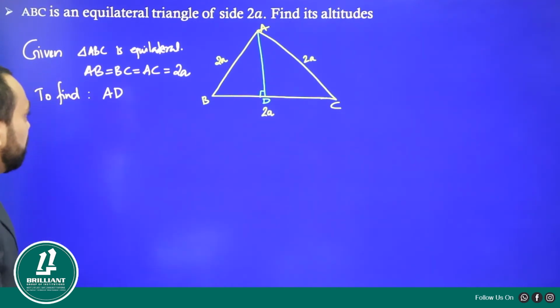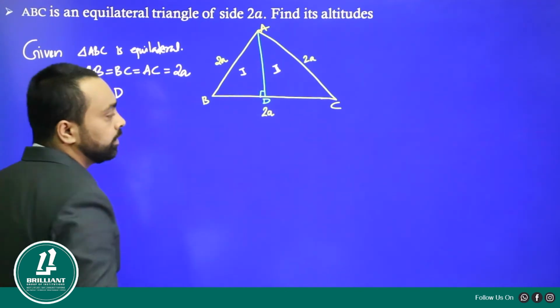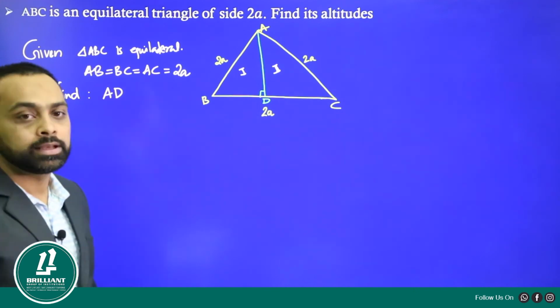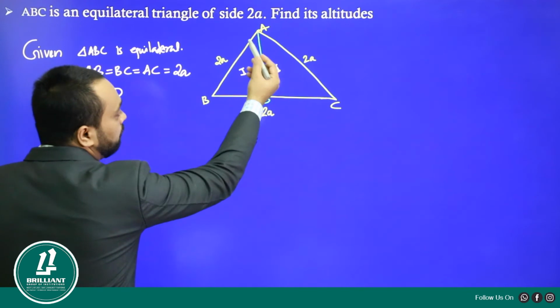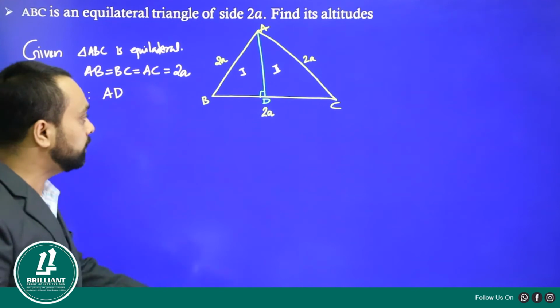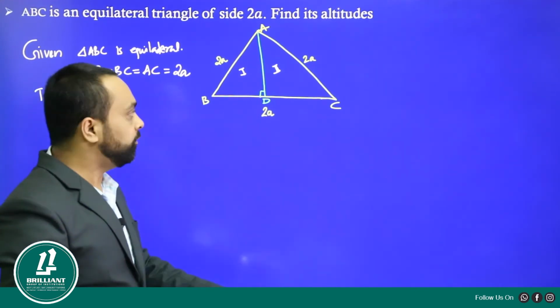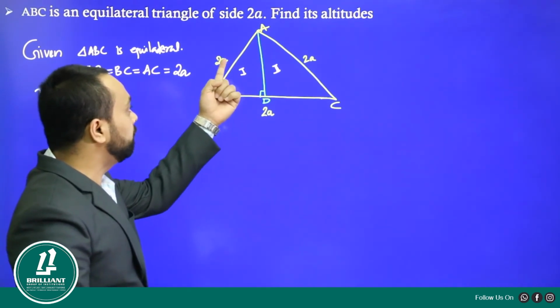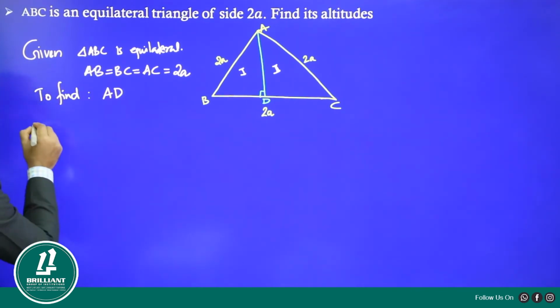That is the question. For that, first of all, we can prove that these two triangles, the first triangle and the second triangle, are congruent. Only then can we apply the Pythagoras theorem over ABD, because we don't have the BD length. We only have the total length of BC, so we find the BD length first. If we get the BD length, then from triangle ABD we can find the length of AD. So first of all, we start the proof.